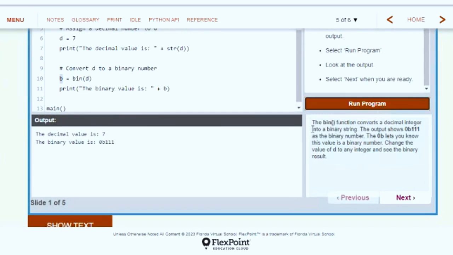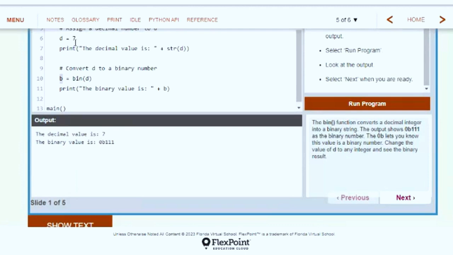Okay. The decimal value is 7. The binary value is 0B111. Now, let me tell you why it did it that way. This is a code, 0B, to let you know I'm printing a binary number. So if we didn't have that and it just had the 111, is it printing 111? Because it could print decimal numbers. And it says, no, since you see the 0B in front of it, this tells you I'm printing a binary number. So that's an important thing to recognize, that Python will notice that.